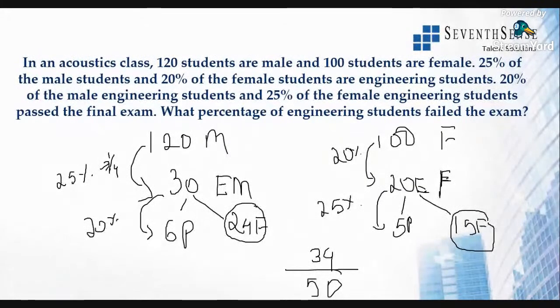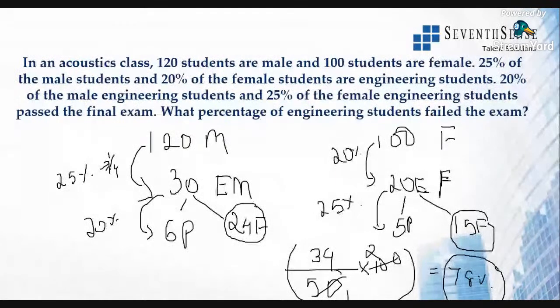That into 100. So if you do this, what will you get the answer? So that will be 50 into 1 time, 50 into 2 times. So 39 into 2 is 78% of the students, engineering students, failed the exam. All right. Remaining will be 6 plus 5, which is 11. 11 by 50 into 100, which is 22% pass. All right. 22% of the students pass.